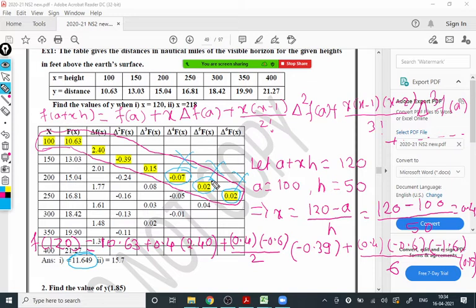Okay, if you don't have any doubt, can I move to f of 218? Now we have to calculate at 218 also. Sir, please note down, 2 minutes. Yes, okay, if you want you can note down.